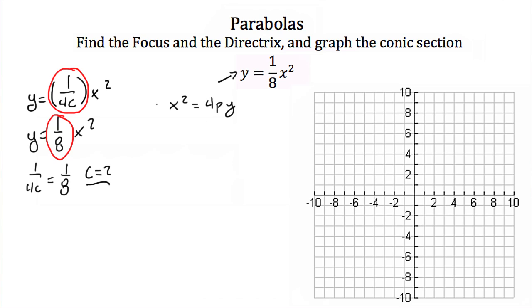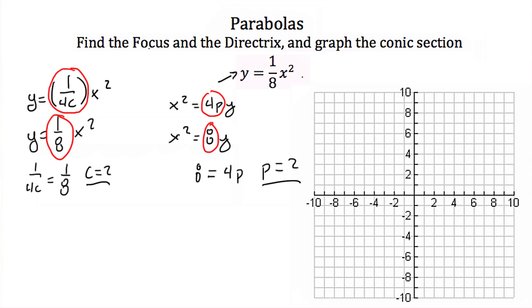If you use the other standard form, x squared is equal to 4py, and I multiplied our original equation by 8 on both sides, we would get x squared is equal to 8y. And that would mean 4p is equal to 8. And if we did that math, we'd find out that p is equal to 2. So we know the distance between our vertex and our focus and our vertex and our directrix.